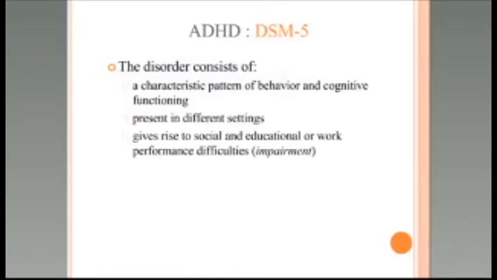So specifically, with regard to the Diagnostic and Statistical Manual of Mental Disorders, 5th edition, or DSM-5, this is a disorder that reflects a characteristic pattern of behavior and cognitive functioning. We'll describe that more in a moment. The disorder is present in multiple settings, not just in one place or one setting for the individual, and it results in social, educational, or work performance difficulties, which are known as impairment.